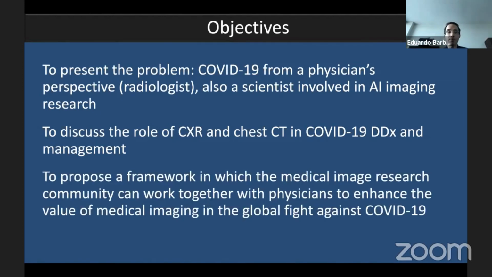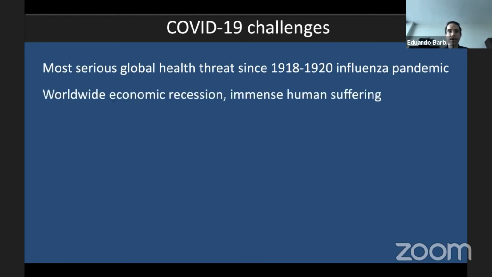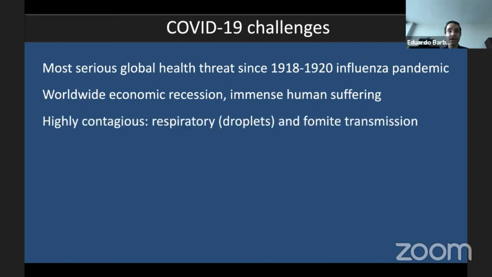And finally, I will propose a framework in which the medical imaging research community can work together with physicians to enhance the value of medical imaging in the global fight against COVID-19. So we all are very familiar with the challenges related to COVID-19. It's certainly the most serious global health threat since the 1918-1920 influenza pandemic. It has brought worldwide economic recession, immense human suffering, substantial loss of lives.